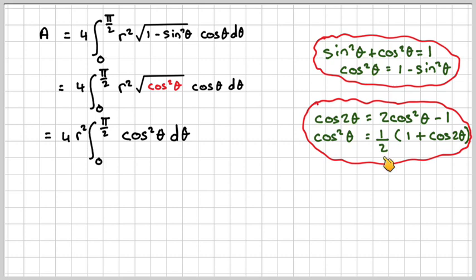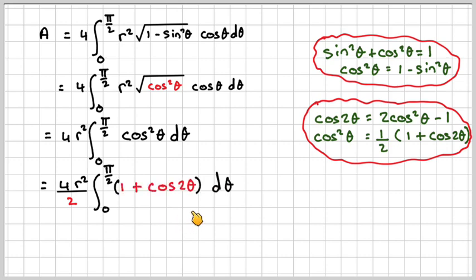So I'm going to put that half underneath the 4 here because it's just a number. So we've got 4 over 2, the integral from 0 to pi over 2, and we're going to replace the cos squared with the 1 plus cos 2 theta d theta, and the half being outside. 4 divided by 2 is 2, so we've got 2r squared.